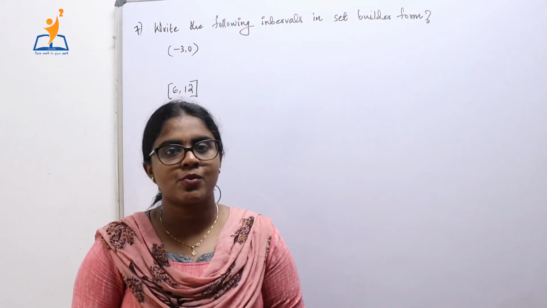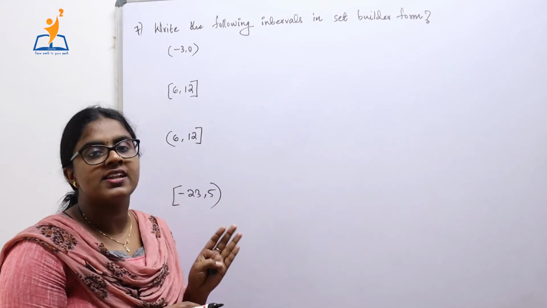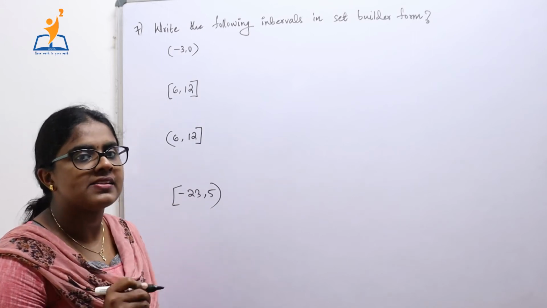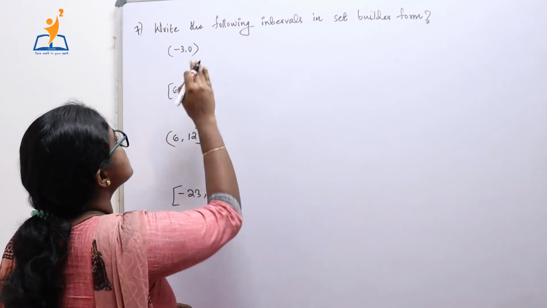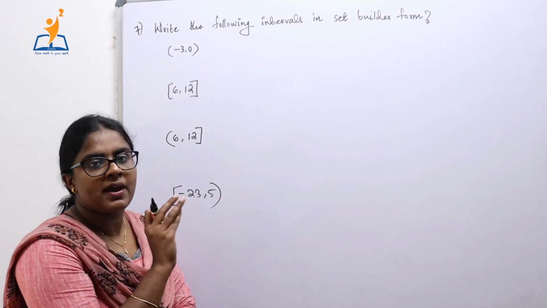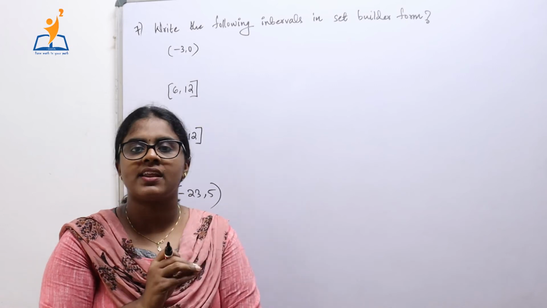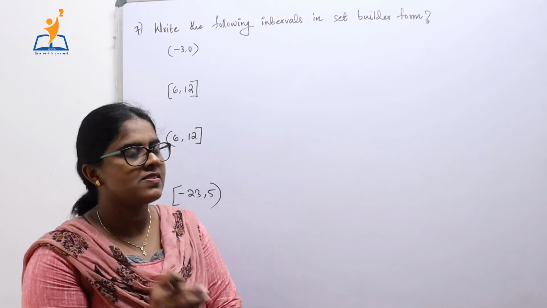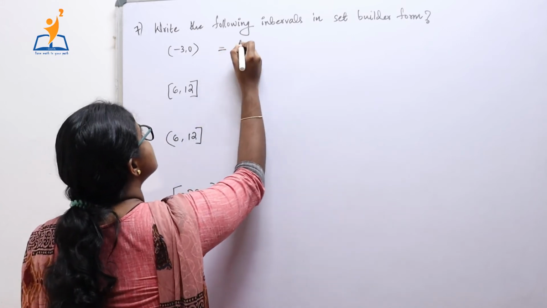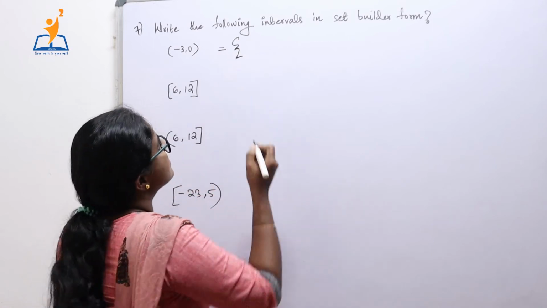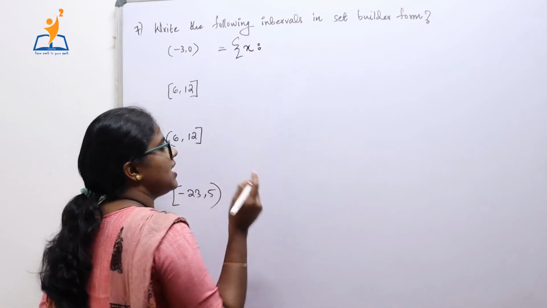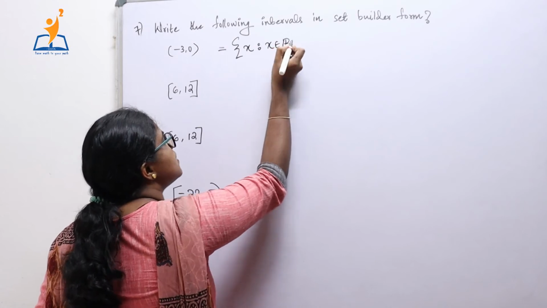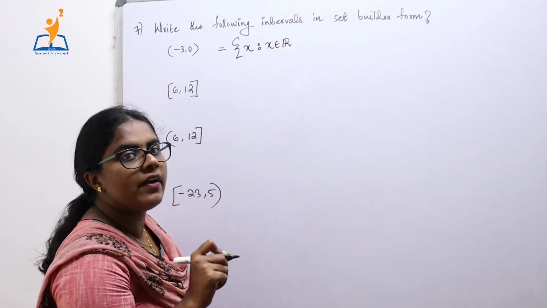Now the 7th question is to write the following intervals in set builder form. We are given 4 intervals and we have to write them in set builder form. We have first the open interval -3, 0, and we know that open interval -3, 0 contains all the real numbers between -3 and 0. So in set builder form, this particular set can be represented as the set of all x such that x is a real number, that is, x belongs to R. R is used to denote real numbers.